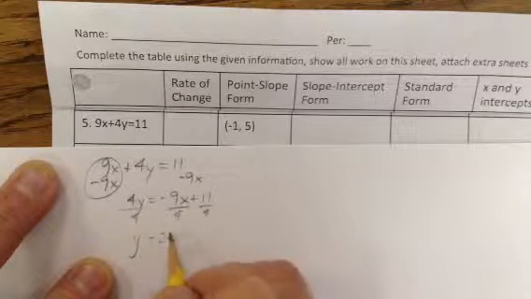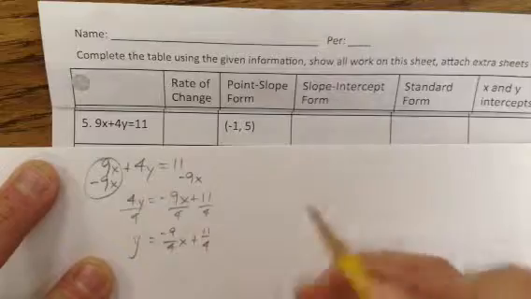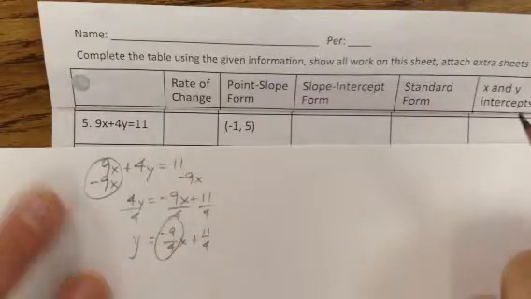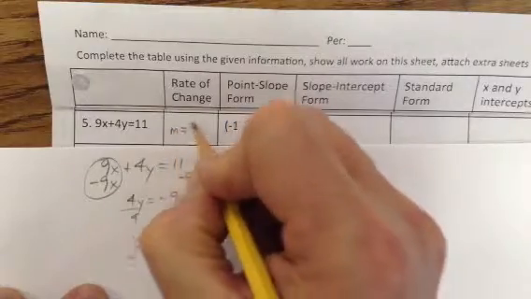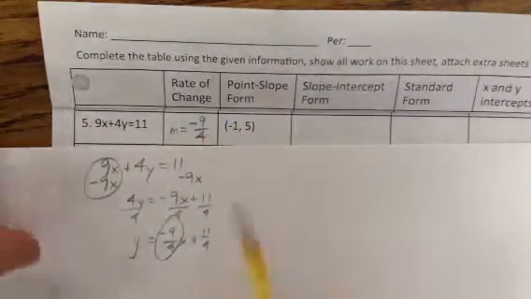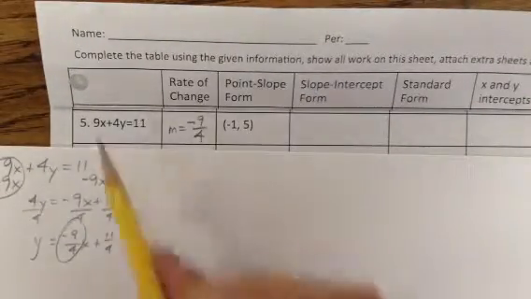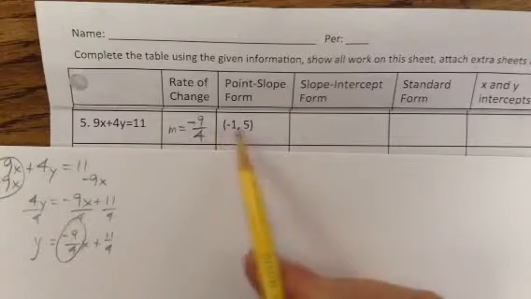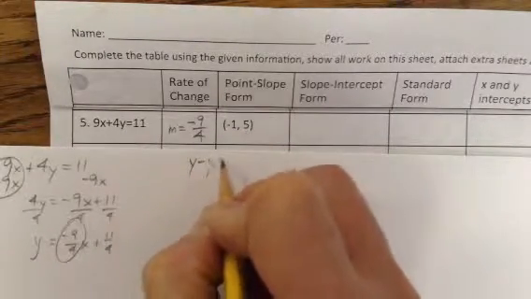This doesn't come out nice and neat, but who said life is always nice and neat? So my rate of change is the coefficient of x, and that's going to be negative 9/4. So now, continuing on to point-slope form, do I now have a point and a slope on this line? It appears that I do. There's the point on the line, there's the slope of the line. Great place to start.